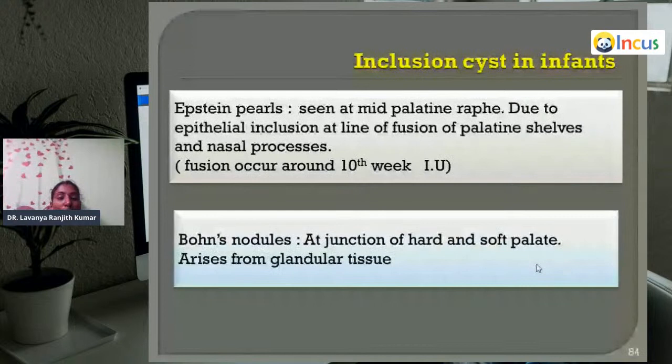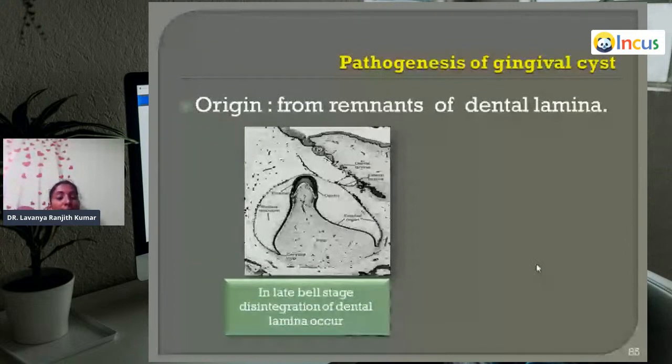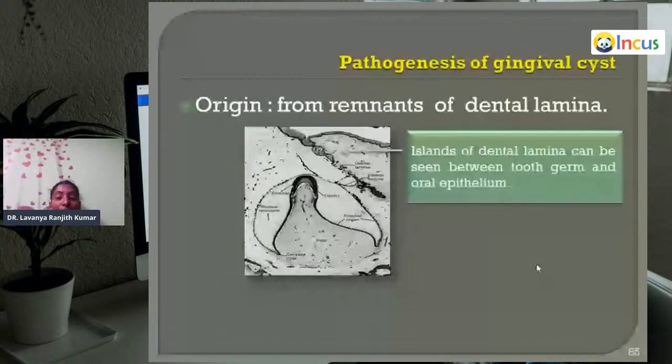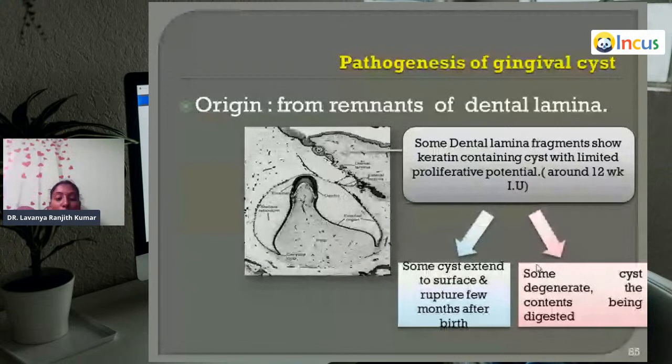Regarding the pathogenesis of gingival cyst, we know that it arises from the remnants of dental lamina, and in the late bell stage, disintegration of dental lamina occurs. In which stage do the remnants of dental lamina form? It is the bell stage. Next, islands of dental lamina can be seen between the tooth germ and the oral epithelium. Finally, some cysts extend to the surface and rupture within a few months after birth. Some cysts degenerate, and the contents will be digested.